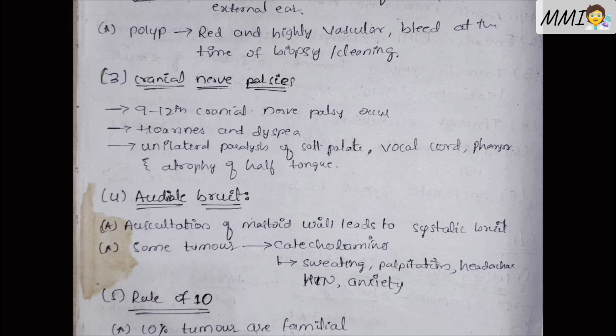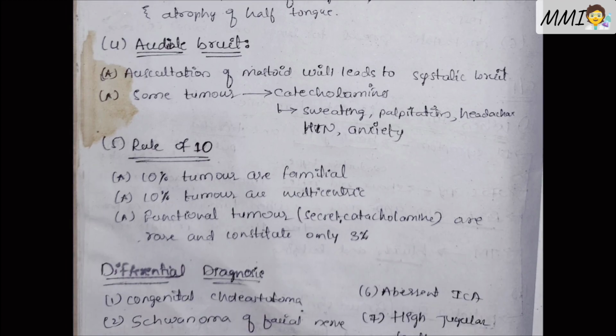Cranial nerve palsy: as the tumor enlarges, it may involve cranial nerves. Ninth to twelfth cranial nerve palsy can be seen, with hoarseness and dyspnea, unilateral paralysis of the soft palate and vocal cord, and atrophy of half of the tongue. That is cranial nerve palsy. Next is audible bruit.